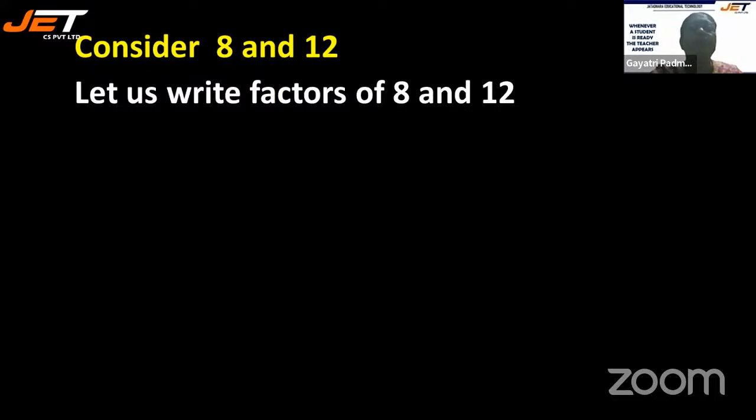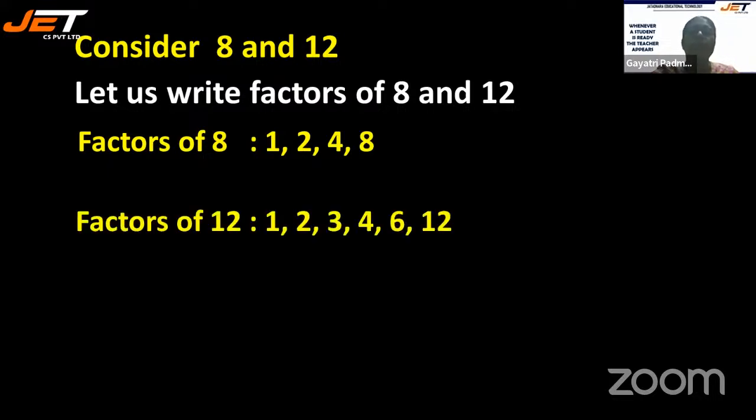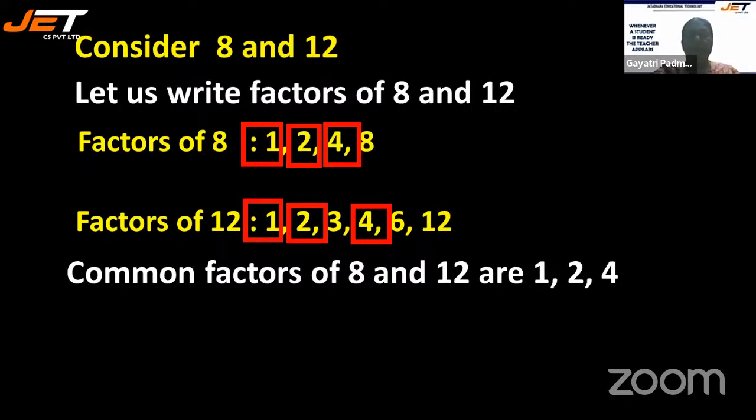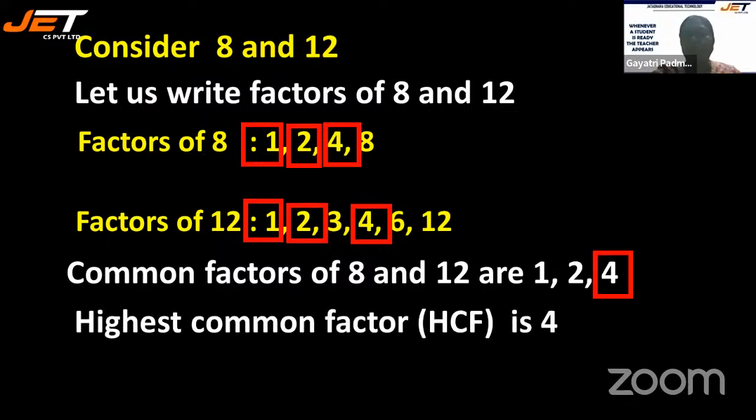So here we can write the factors of 8 as 1, 2, 4, and 8. The factors of 12 are 1, 2, 3, 4, 6, and 12. Now, in this, what are the common numbers? 1, 2, 4. Isn't it? So, the common factors of 8 and 12 are 1, 2, and 4. Now, among these, the highest factor is 4. Isn't it? So, the highest common factor is 4.